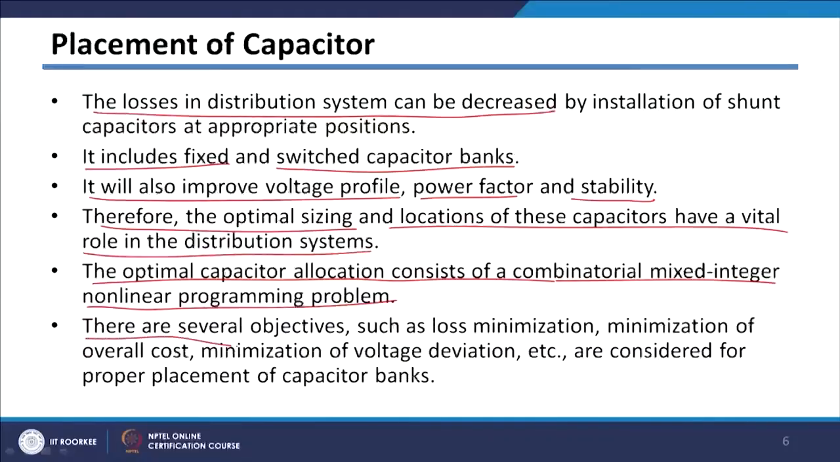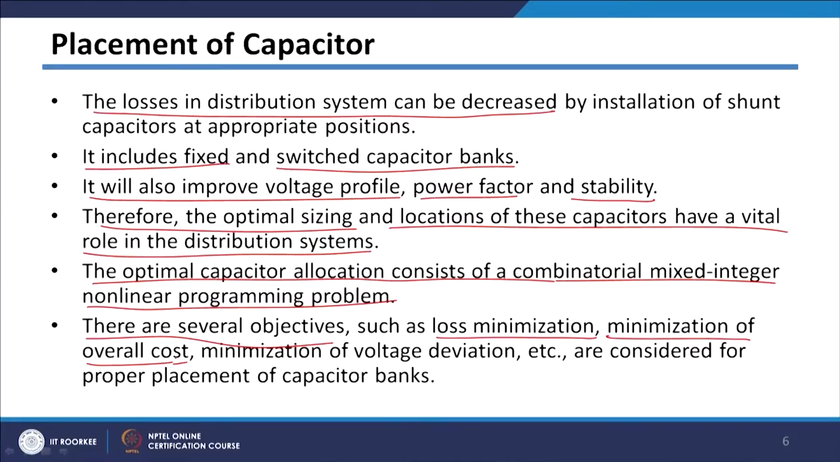In this case also there are several objectives, such as minimization of losses, where we want to minimize the losses in the distribution system, and minimization of overall cost, because when you are putting the capacitor, we need to compare the cost saved due to reduction in losses and the cost increase due to placement of the capacitor, because a capacitor also has some kind of cost. So minimization of overall cost means we should get some benefit more than the cost of the capacitor. Then minimization of voltage deviation. If you are using the capacitor for voltage support, then your objective may be minimization of voltage deviation.